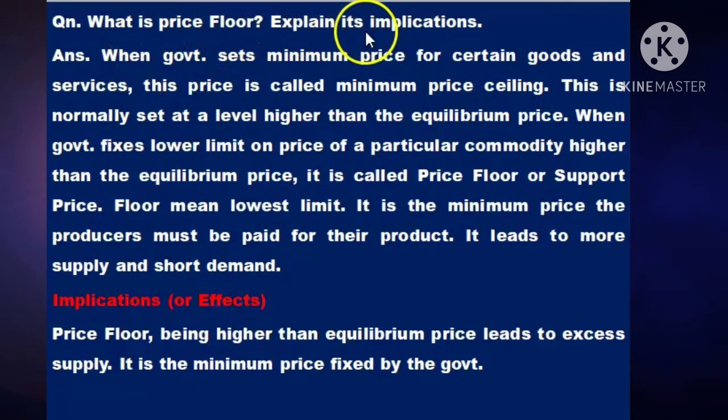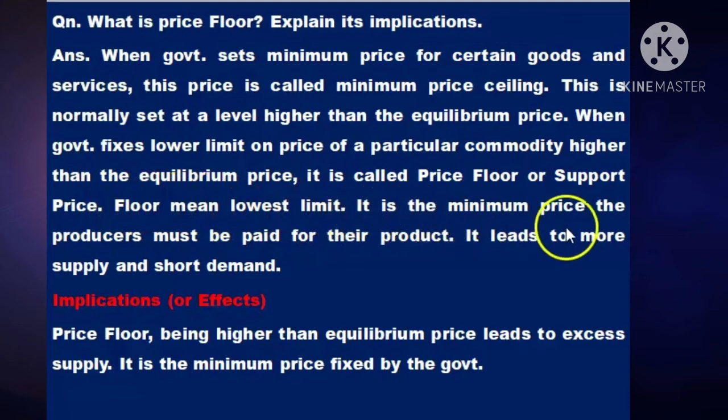Next question is, what is price floor? Explain its implication. When government sets a minimum price for certain goods and services, this price is called the minimum price, or it is also known as a price floor. This is normally set at a level higher than the equilibrium price. When government fixes a lower limit on the price of a particular commodity higher than the equilibrium price, it is called the price floor, or support price.